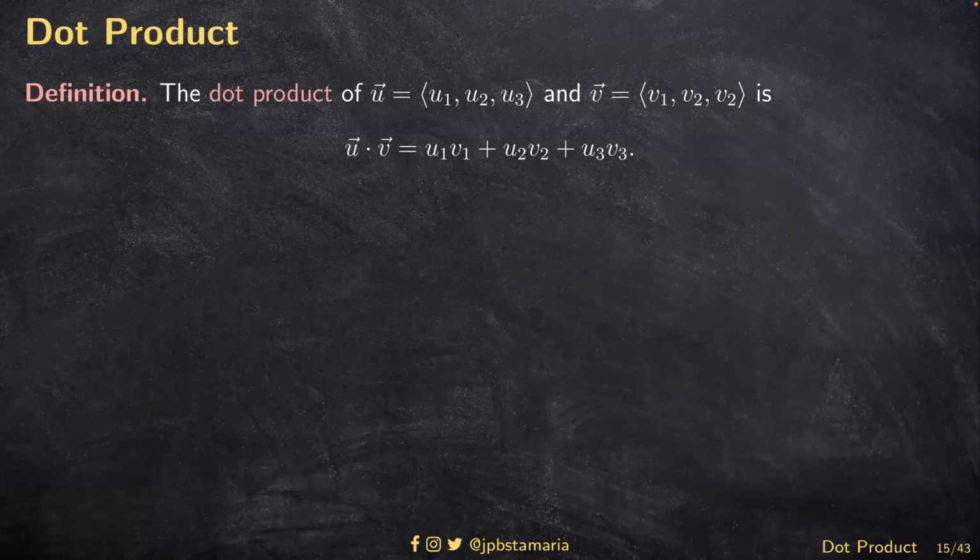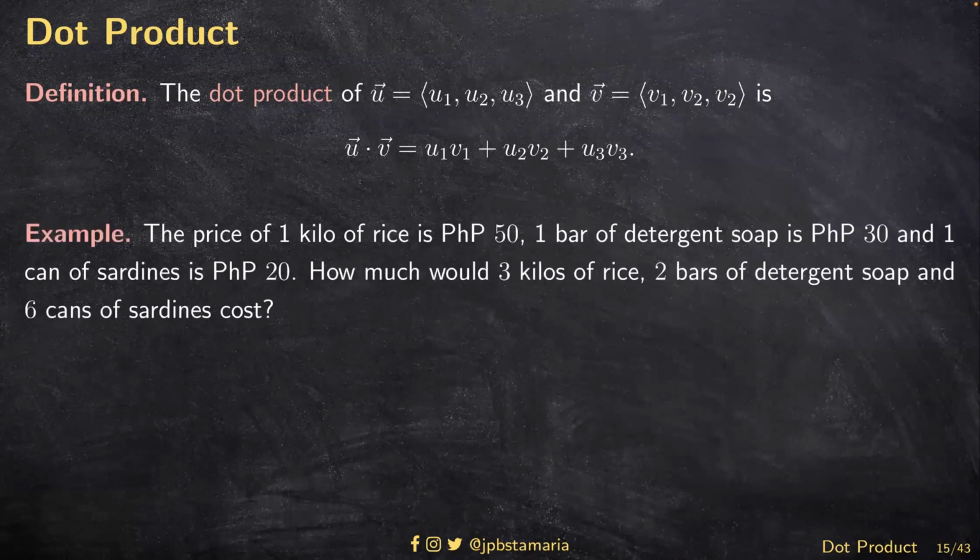Paano ginagawa ang dot product? Ganito, you multiply the components, component-wise, yung mga products, i-add mo. O di ba ginagawa niyo operation na yan ng paulit-ulit sa iba't ibang aspeto ng buhay niyo? As an example, halimbawa, bumili ka ng 1 kilo of rice. The price of 1 kilo of rice is kunwari 50 pesos. Yung isang bar ng detergent soap, kunwari 30 pesos. Tapos yung isang lata ng sardinas, kunwari 20 pesos. How much would 3 kilos of rice, 2 bars of detergent soap, and 6 cans of sardines cost?